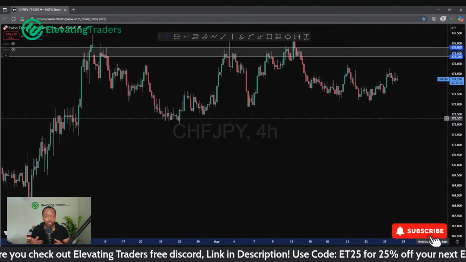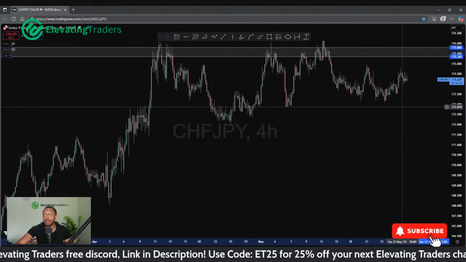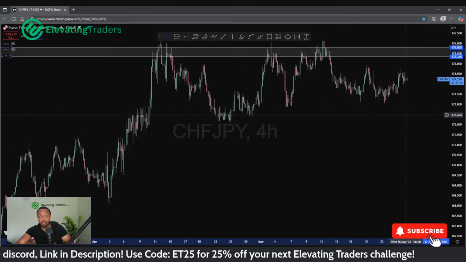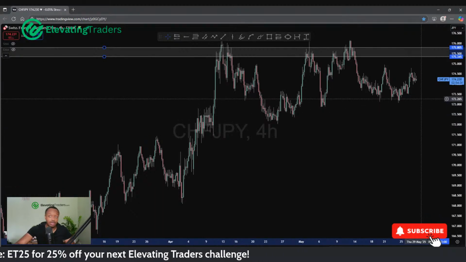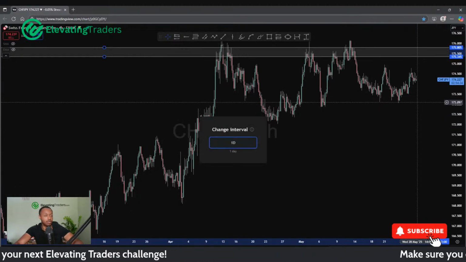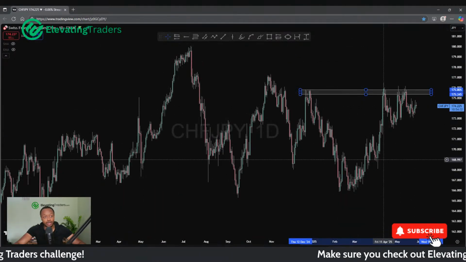I'm not too sure which is going to be the weaker either, because I'm banking on CHF being weak. Hence, I'm long New Zealand CHF. But I'm also banking on yen being weak as well. But we'll see which one will be the weaker. But yeah, not a big fan of the price action.